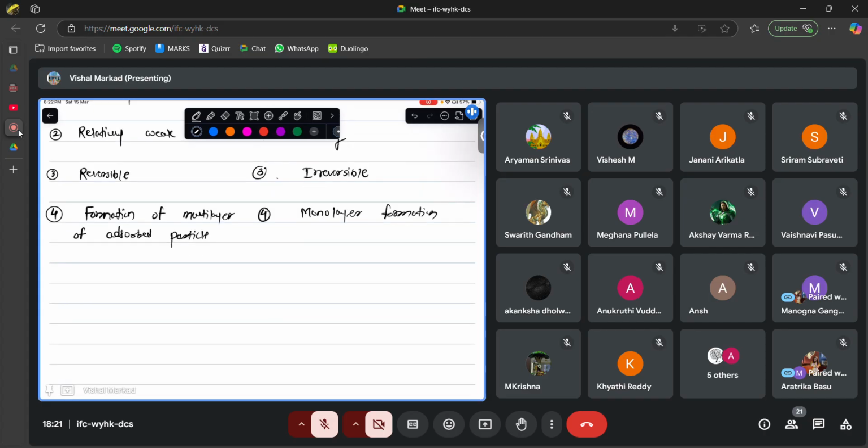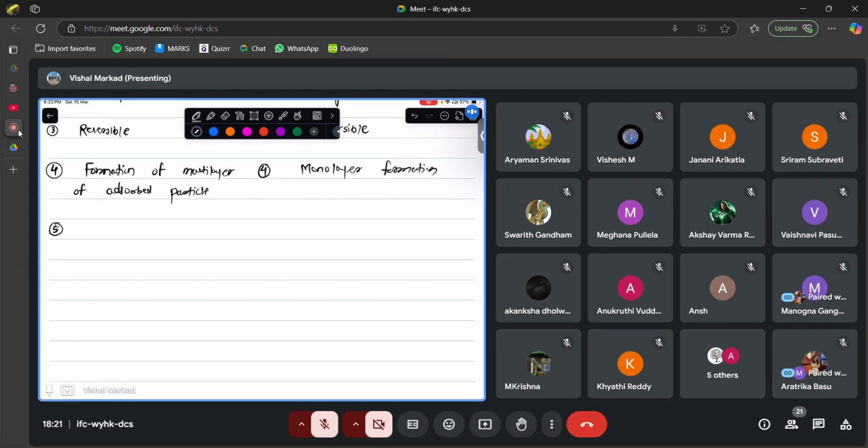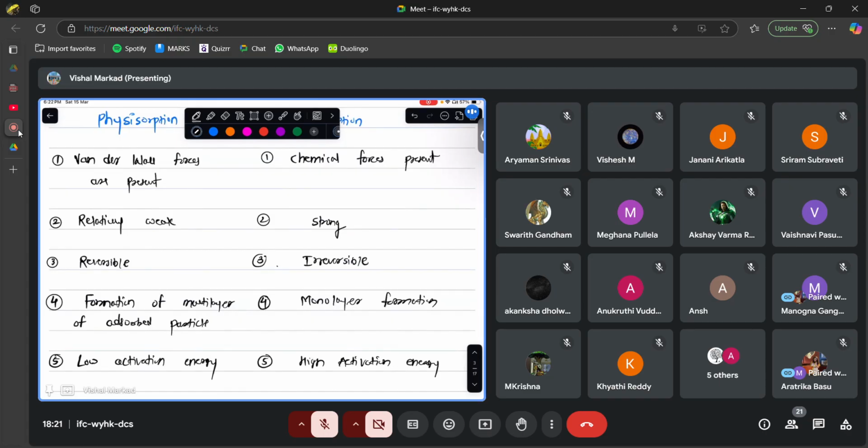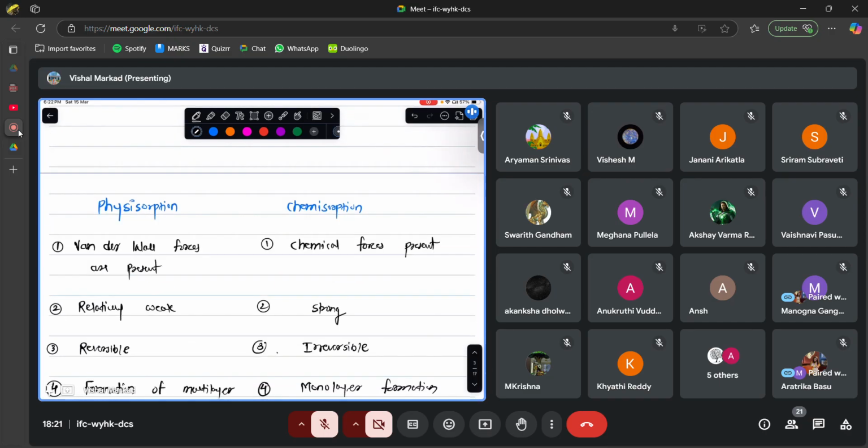One more difference is that here activation energy is low, and here it is more high. Now, how it is decided, I will explain later when we discuss this in detail. Okay. Just for the difference purpose, you remember this five. This is what you have in surface chemistry for IP.